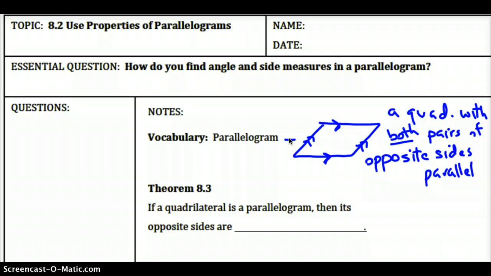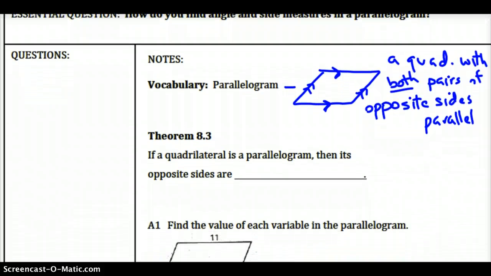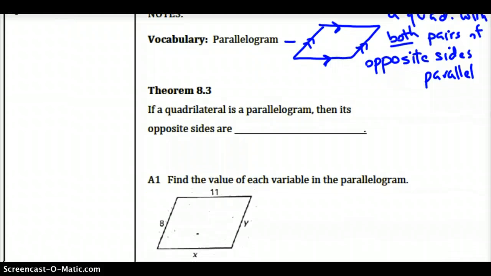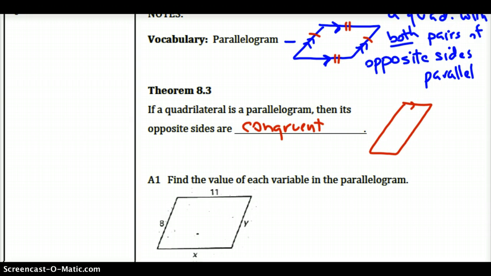Now from this, you can garner a whole bunch of additional facts. It's a parallelogram, so we end up with opposite sides here and here being congruent, and here being congruent. So opposite sides are congruent. And again, just to repeat, if this is my parallelogram, this is congruent to that, and this is congruent to that.